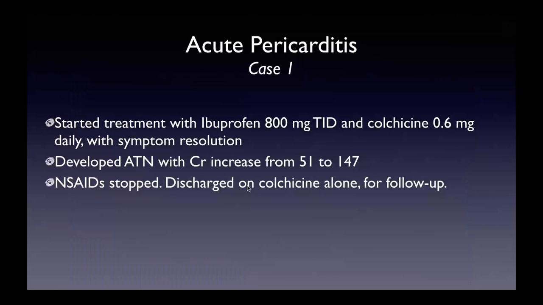So she was treated appropriately with high-dose NSAIDs, ibuprofen, as well as colchicine, with symptom resolution, and she was eventually discharged home. But prior to discharge, she unfortunately developed acute tubular necrosis, likely related to her ibuprofen. Her creatinine tripled from 51 to 147. And she couldn't complete a course of NSAIDs, unfortunately. She had resolved her symptoms by that time. And the team thought they would just try and manage her with colchicine and bring her back for follow-up.